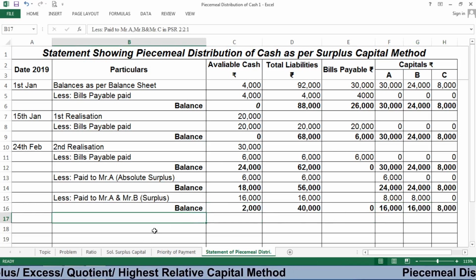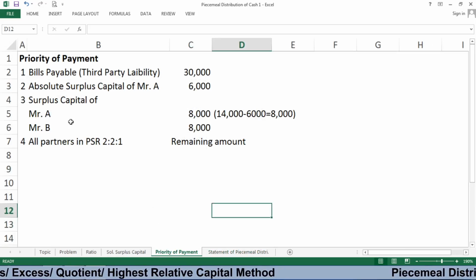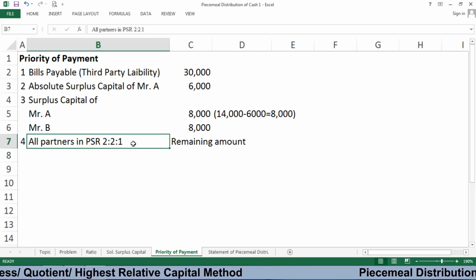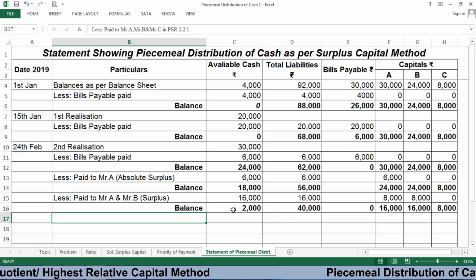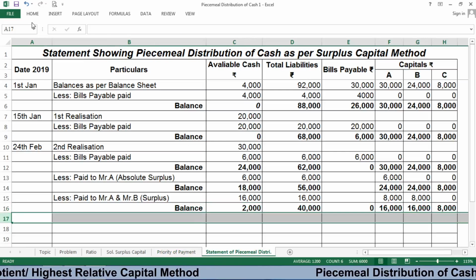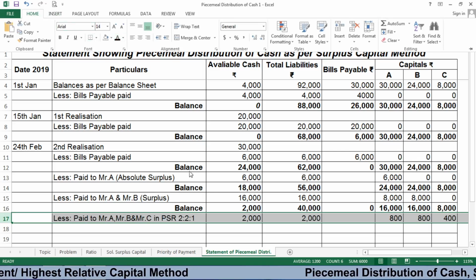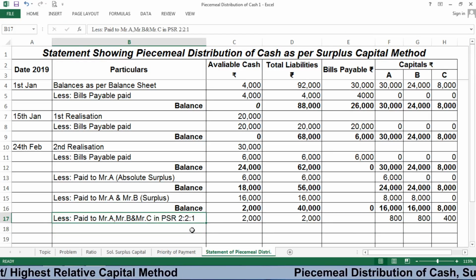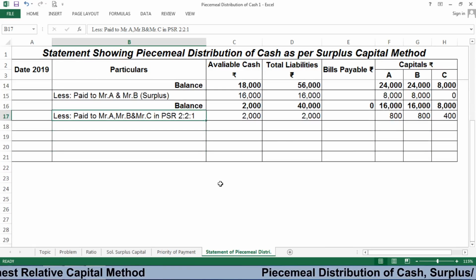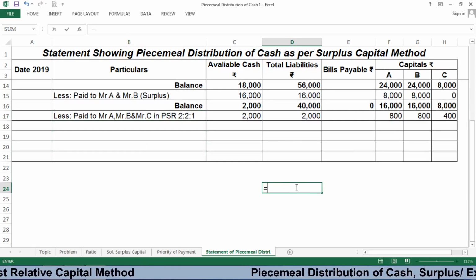Now we have 2,000. So the next step is, after paying the surplus capital of Mr. A and B, we have to pay, or we can pay, as per the profit sharing ratio, which is 2:1. So we have 2,000 and we can pay 2,000 to Mr. A, Mr. B and Mr. C in the ratio of 2:1. So 2:1 means what? How much will it be? So we can calculate over here.